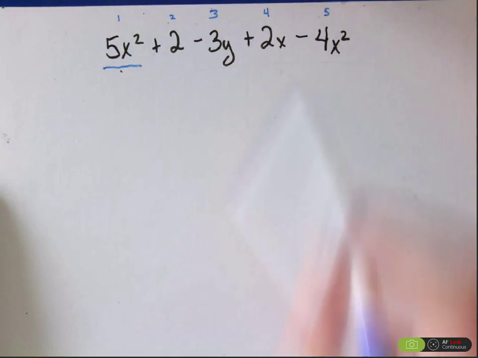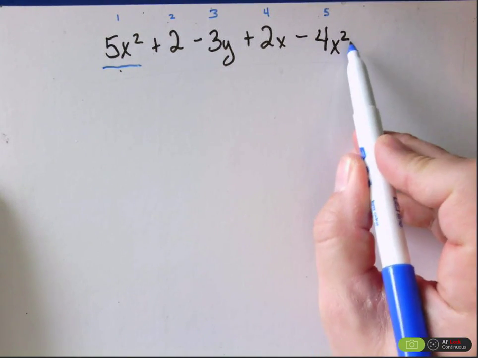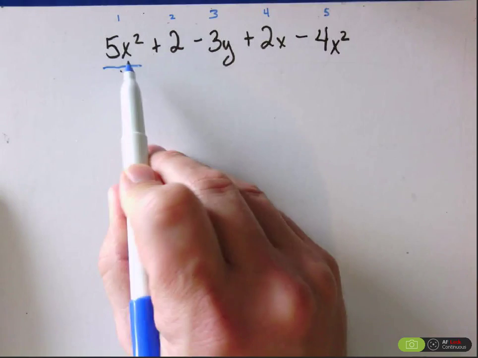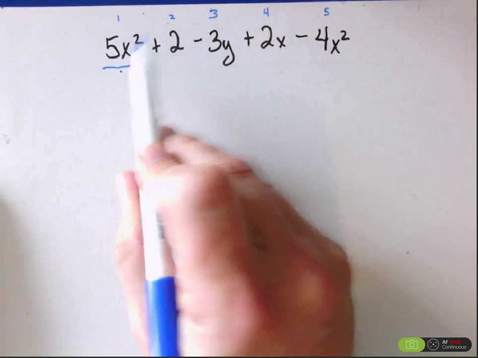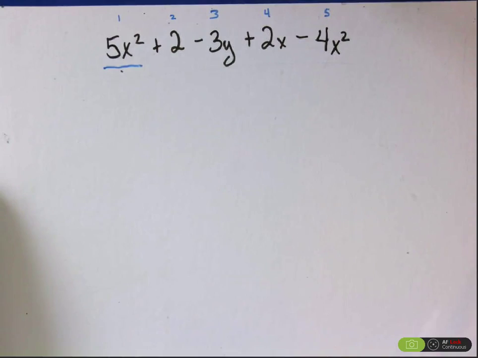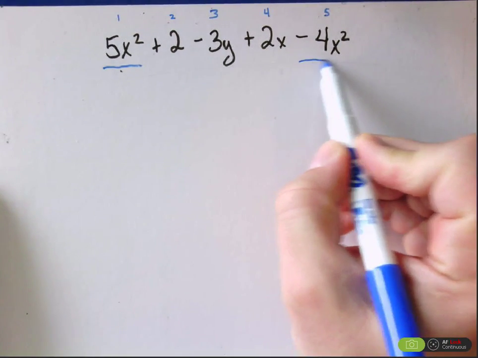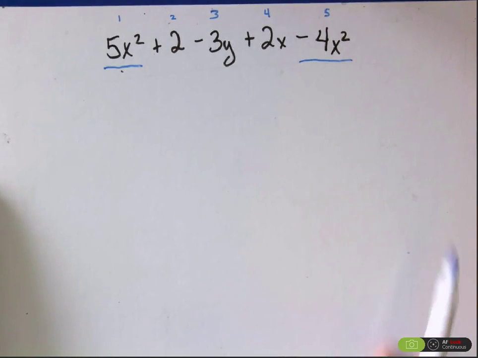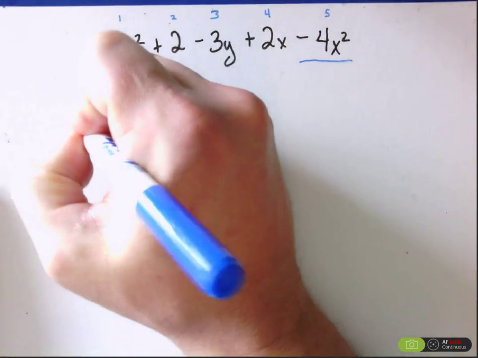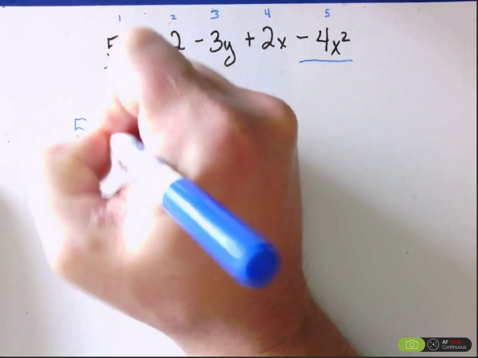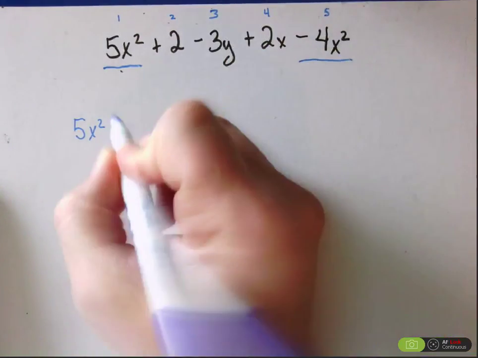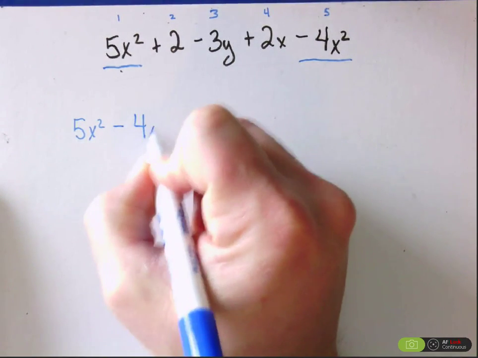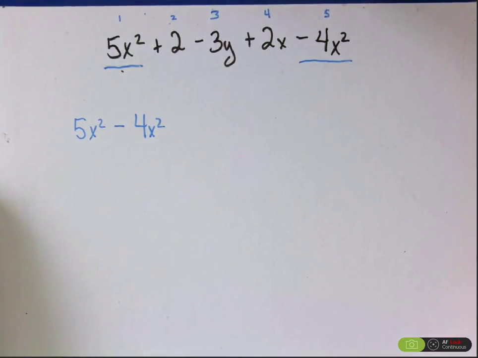So let's look at the fifth term, minus 4x squared. Well, the variable is x, which is the same, and the exponent is 2, which is the same. So this minus 4x squared, we have to pay attention to the operation out in front, can combine with 5x squared. So I'm going to rewrite those. 5x squared and minus 4x squared. Okay. So now that I'm done with those 2 terms, I can look at the next term in the expression.